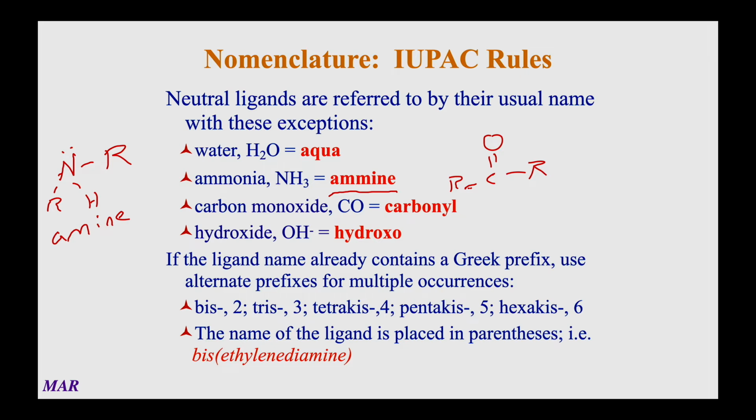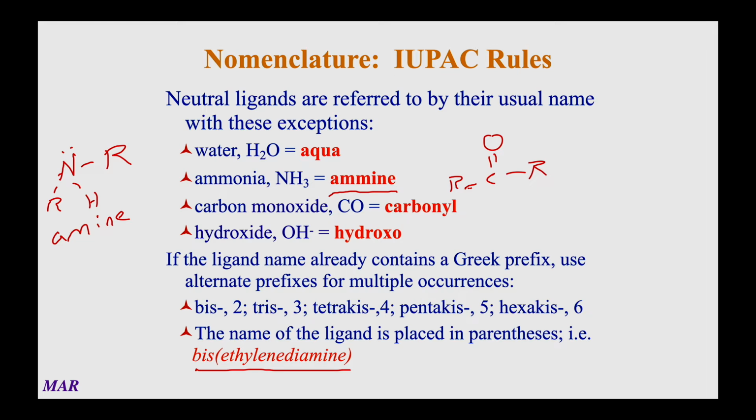So for example, if you do have two ethylene diamines, you don't want to call it diethylene diamine because you're not sure where the di is referred to. What you would do here is call it bis ethylene diamine, and bis is just an alternate form of saying two. Tetrakis is 4, hexakis is 6, etc.